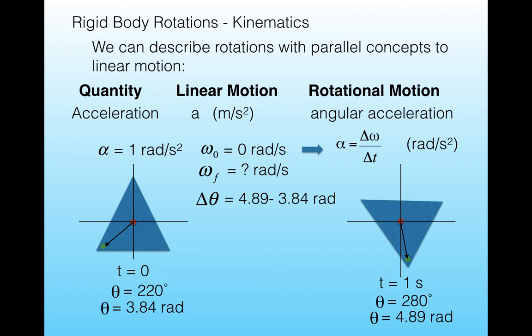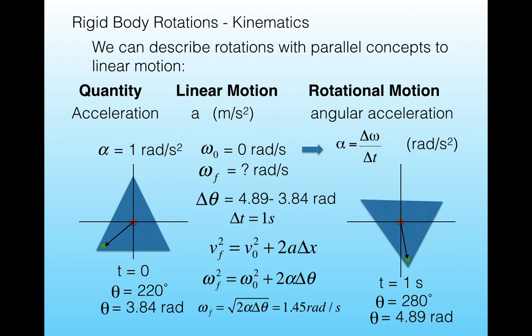Again, the change in the angle is the same, 1.05 radians, and the amount of time that's elapsed is the same, 1 second, but instead we want to use our kinematic equation. Remember, the linear equation is vf squared equals v naught squared plus 2a delta x, and so we can relate this to now our omegas, alphas, and change in thetas to be very similar. Using these equations, it's very straightforward to solve for omega f, and we get 1.45 radians per second will be the velocity at 1 second.